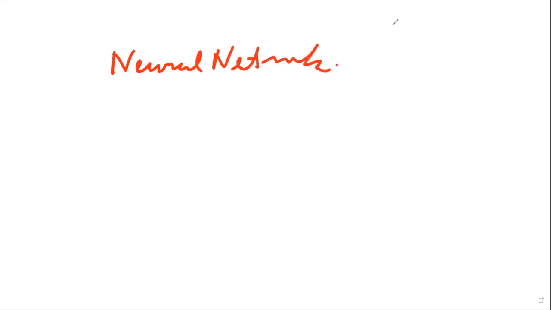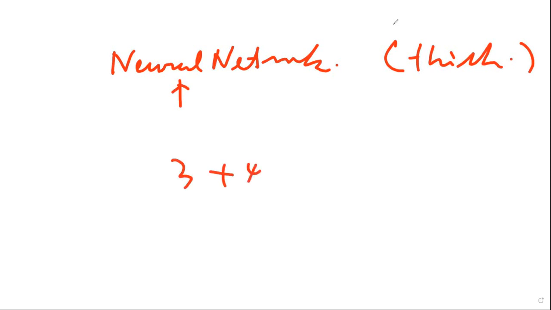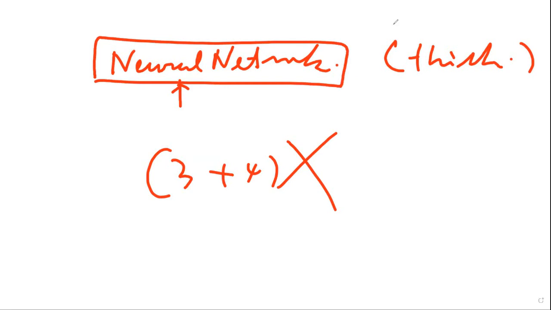When we talk about neural networks, you have to think in the neural network way. A neural network is not going to help you solve 3 plus 4. It's not going to solve such a problem. It is not.